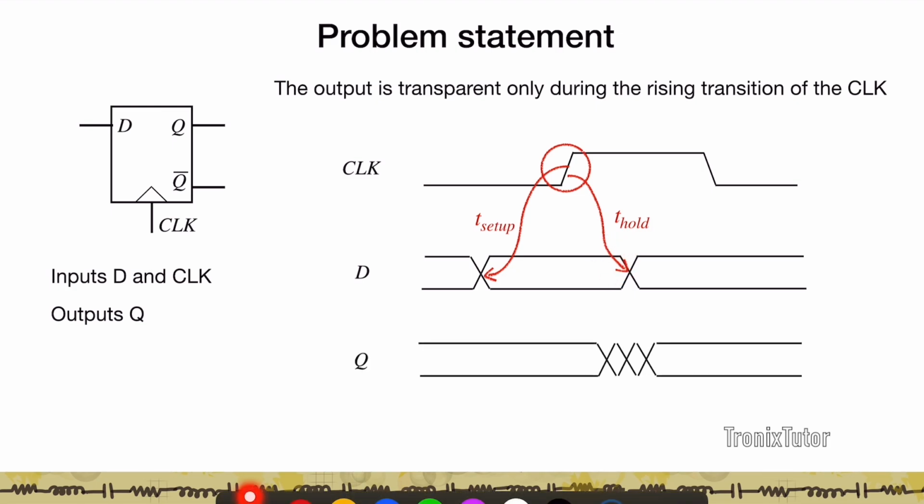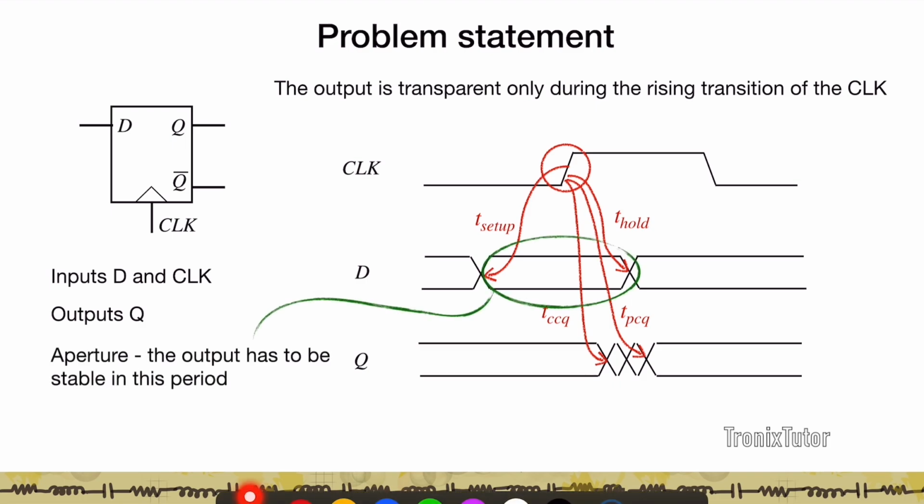And if that condition holds, then you see that the output Q follows D, and we define two times, a CCQ time and a PCQ time. So these two times bound the time at which Q will actually respond to the input signal. So this is what we've seen already in a flip-flop.